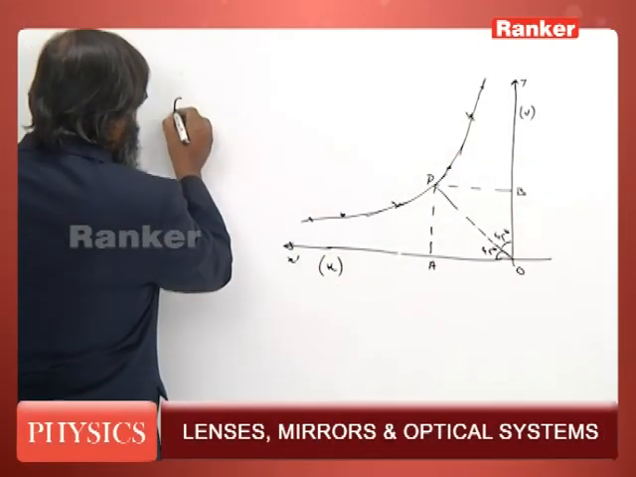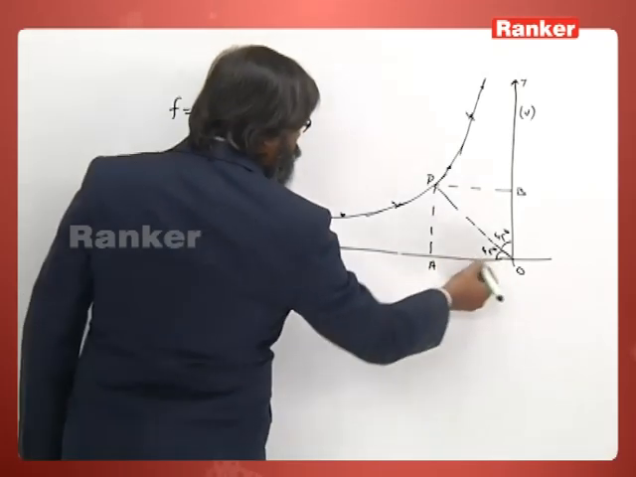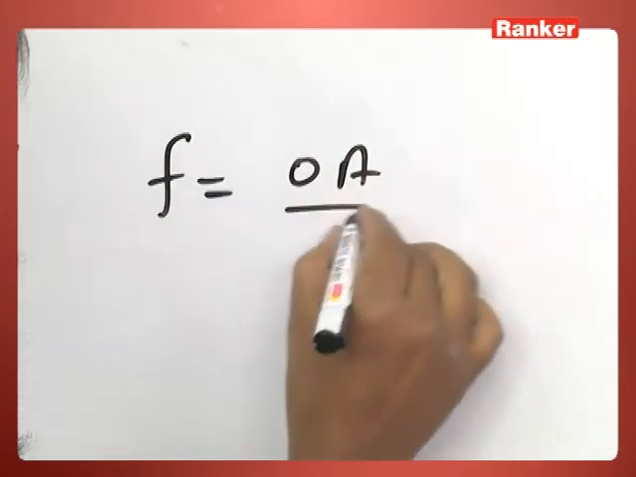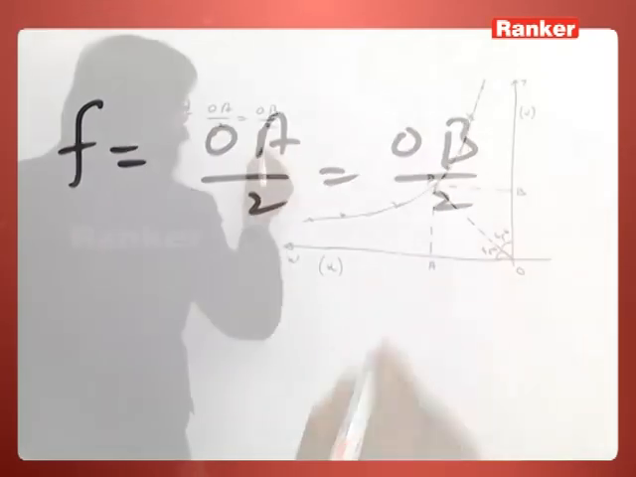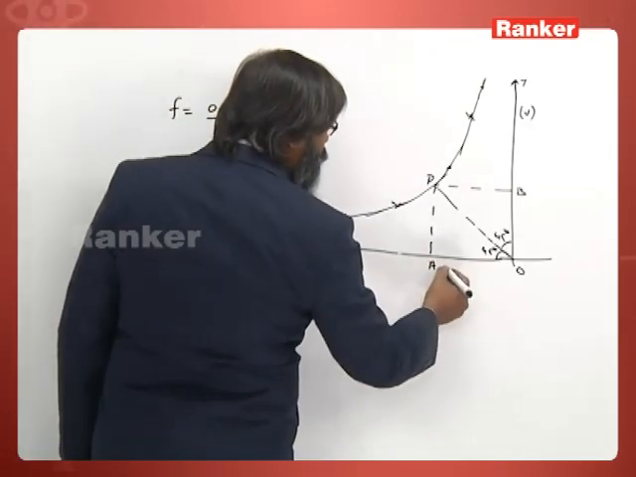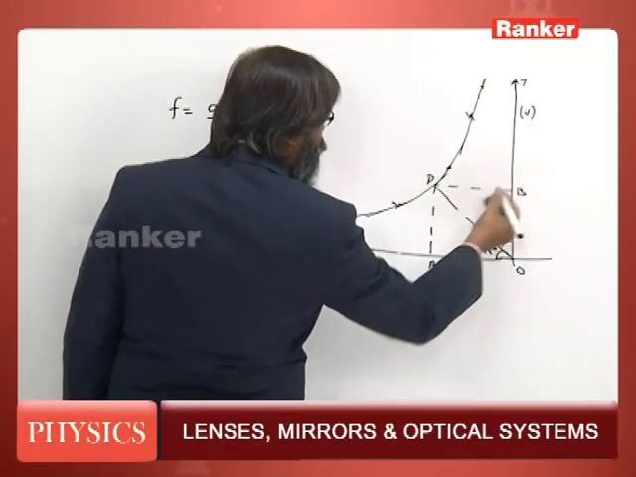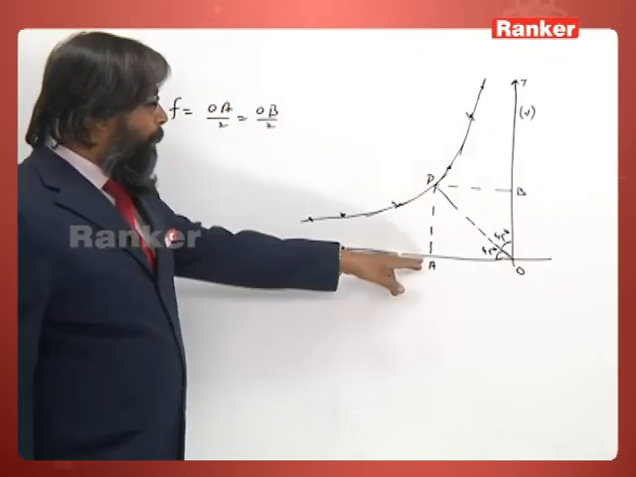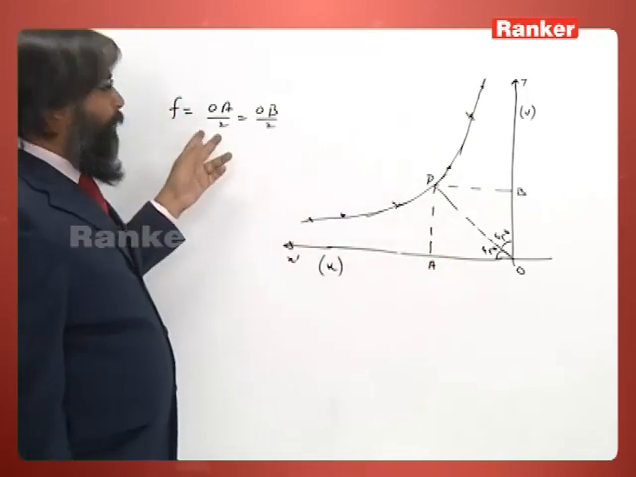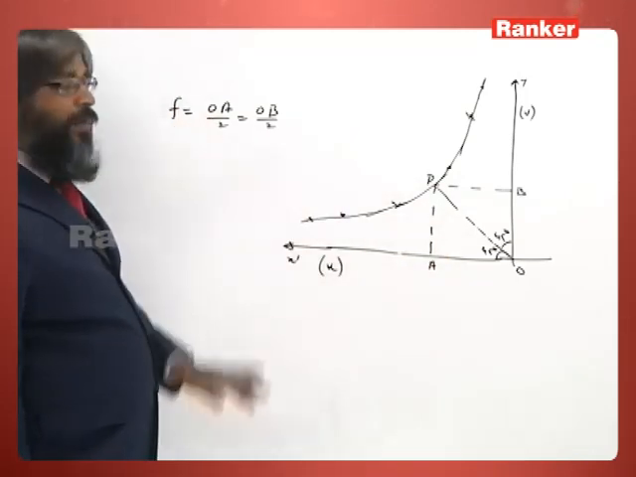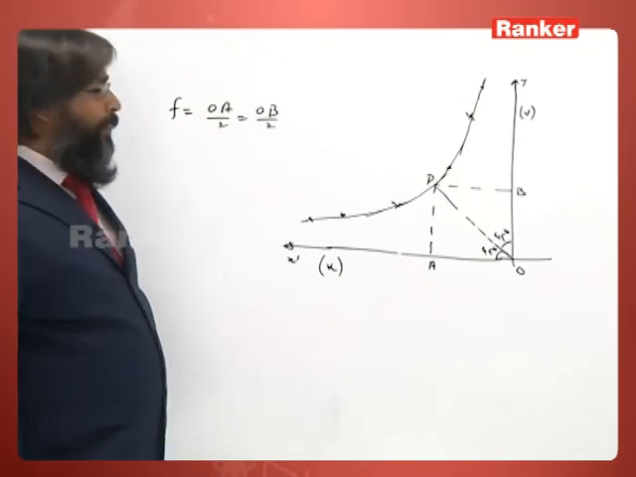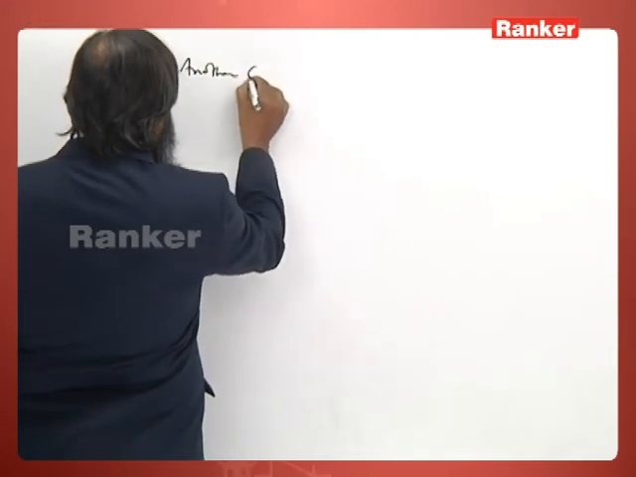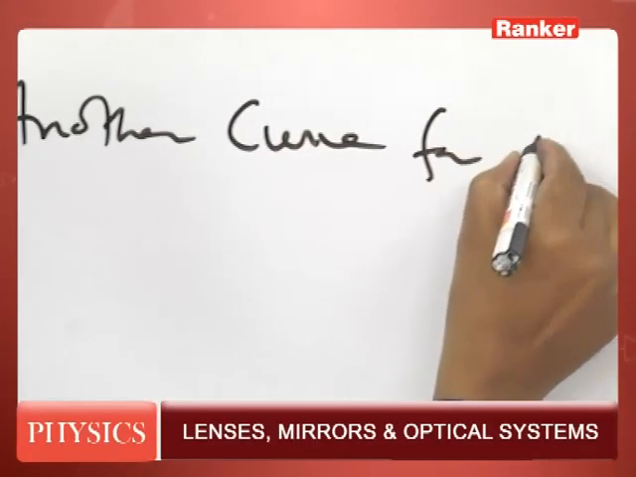So f will be given by OA by 2, which is equal to OB by 2, because this will be 2f, this will be 2f, this will be 2f. So simply we have to draw perpendiculars and measure OA and OB, both will be equal, and so the focal length will be OA by 2, that is equal to OB by 2. Now, another curve for u and v.